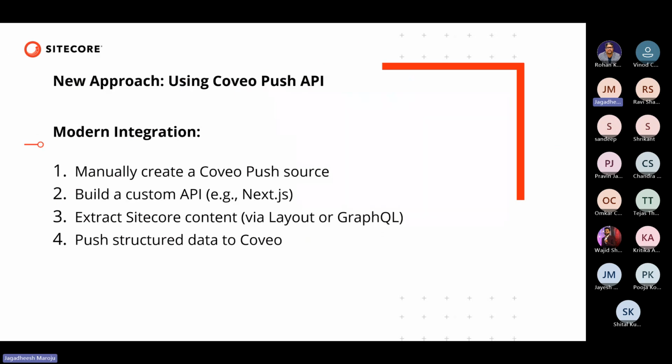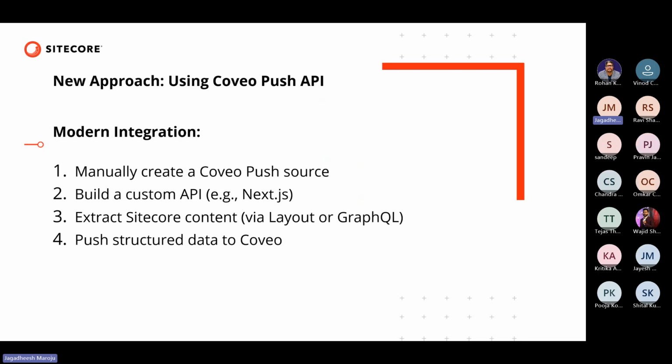When I got into the project, I got this problem. So here is what I did. Instead of relying on an on-prem connector, I built a completely custom solution using Coveo's push API. How do we do this? First, we manually create a Coveo push source. During the demo I'll show how we can create the Coveo push source. But the process is, first we create the Coveo push source.